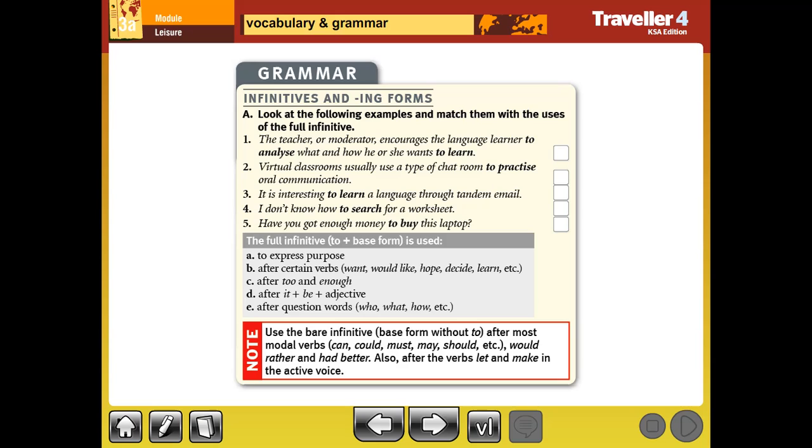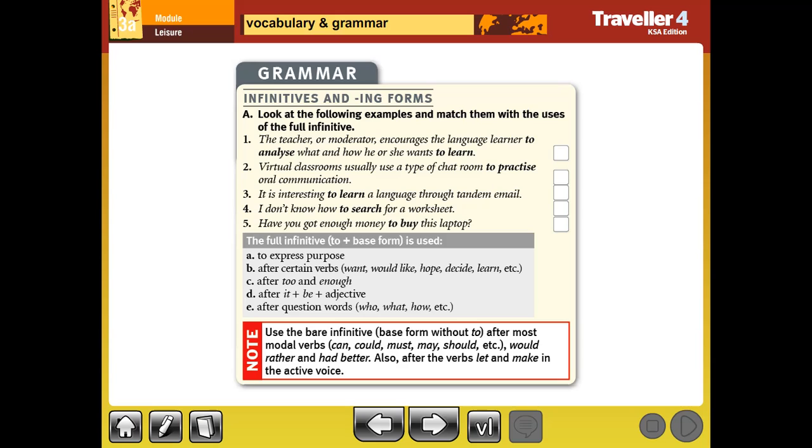Look at C. Too, enough. Also, they are used with to infinitive. For example, you can say the exam is too hard to pass. The exam is easy enough to pass. Okay? Too, to infinitive; enough, to infinitive.